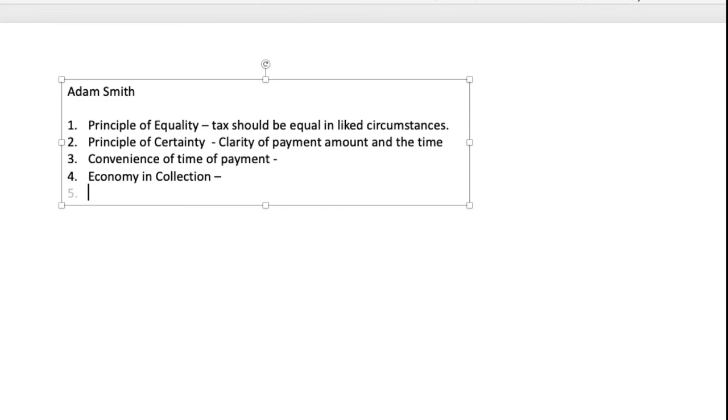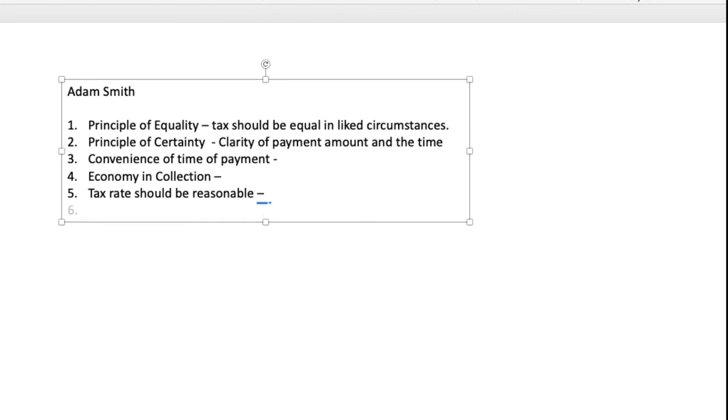And the tax rate should be reasonable. So these are the principles given by Adam Smith. Tax rate should be reasonable, right? It shall not be too high or too low. Otherwise people will try to evade the payment of taxes, and give them proper time also. And they have to get the benefit of tax payment. For example, I can increase my borrowing power. If I am paying tax, the bank will give me a loan. That kind of benefit I will get by paying the tax.